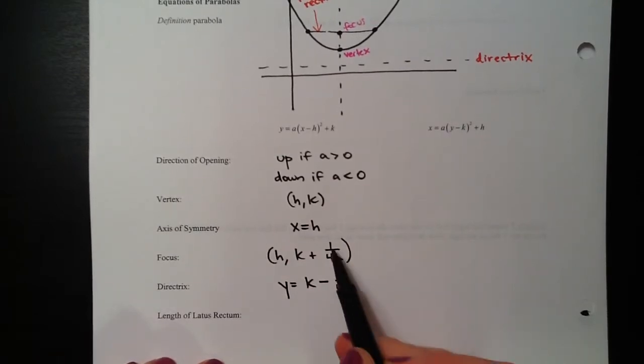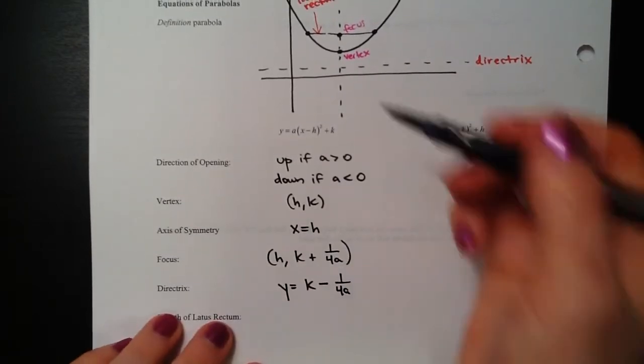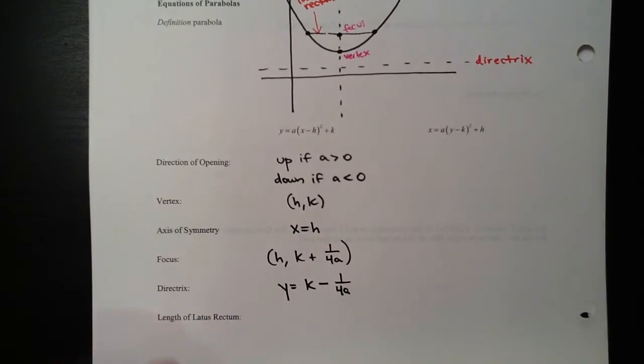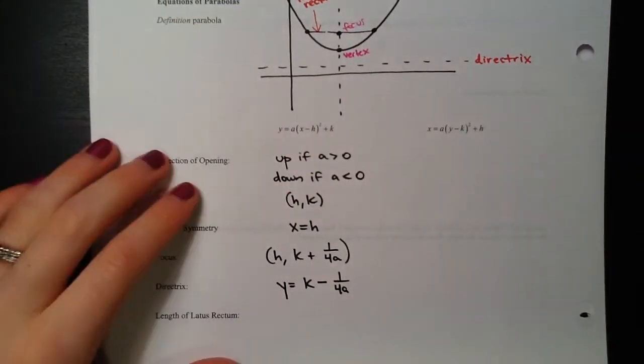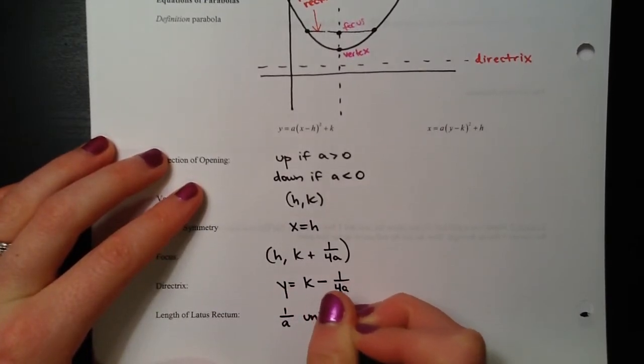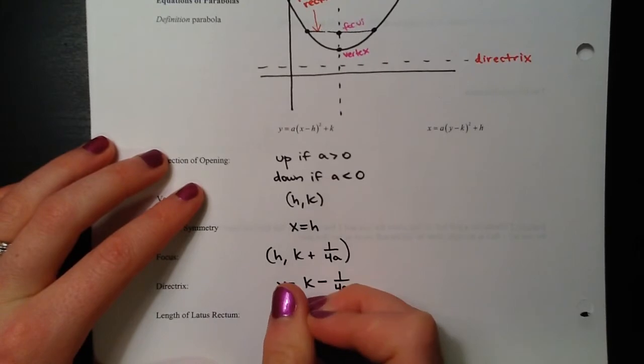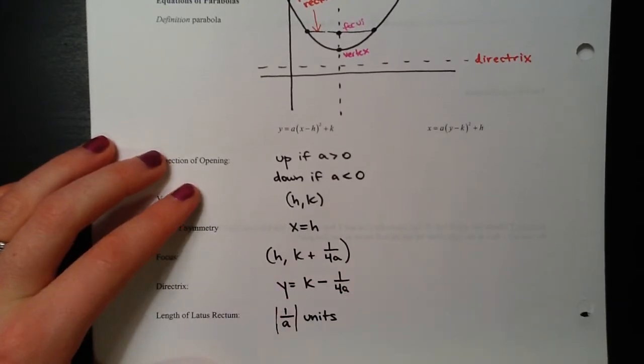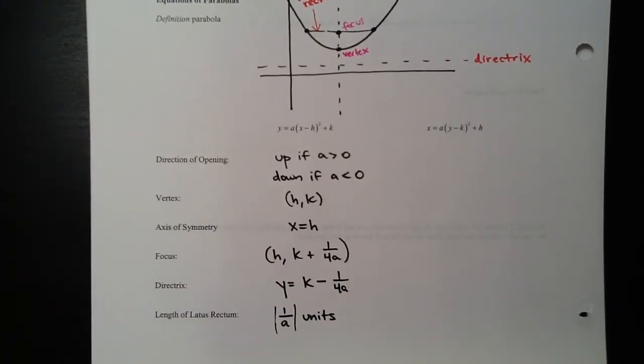And it goes down the same value that the focus goes up. That way, they're the same distance from the vertex. Okay, and the length of this line right here, the latus rectum, is 1 over a units long. We're actually going to put that in absolute value just in case the a is negative. Okay, so that is our new info.